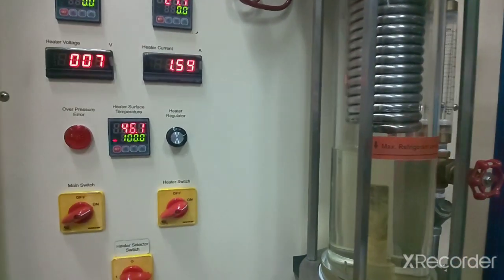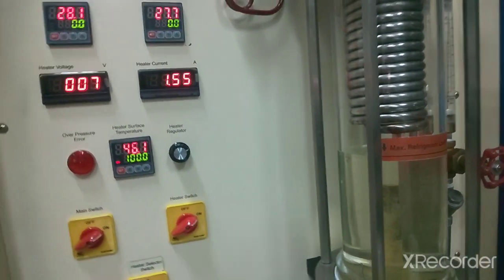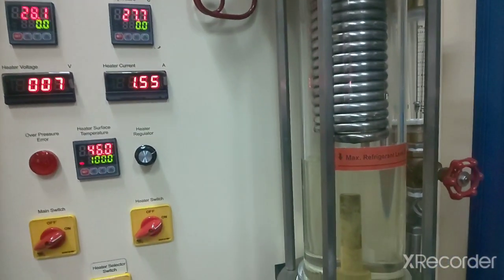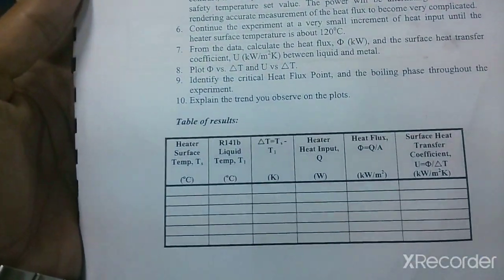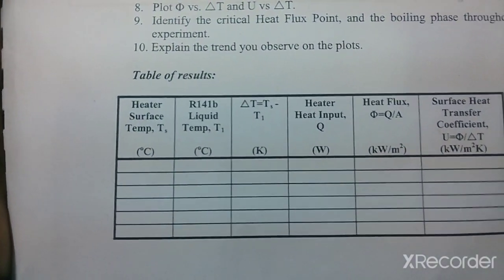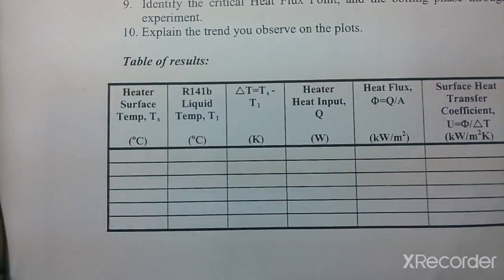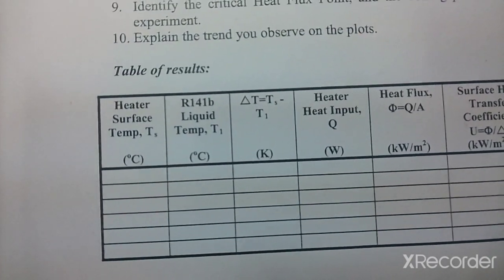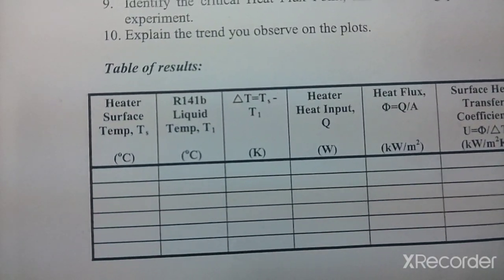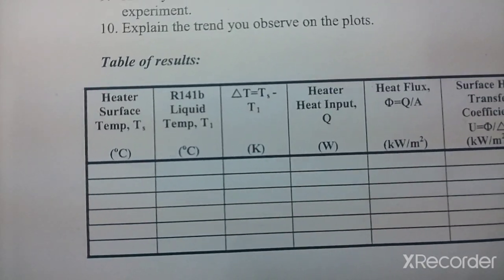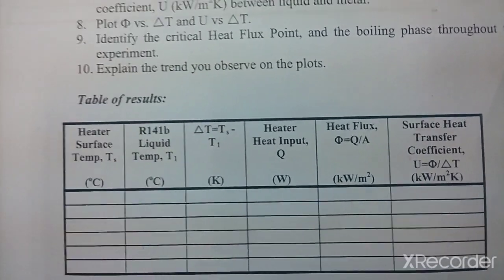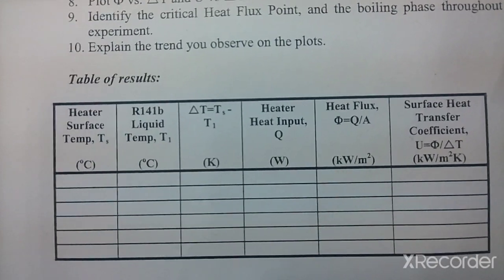Now what are we going to perform, how are we going to take the readings? I have the manual with me, and I'll show you the table that you will have to fill out for this experiment. In this table you can see that you need the heater surface temperature, the liquid refrigerant temperature, which we are calling T1, the difference of the temperatures, the heater heat input, heat flux, and the last one is the surface heat transfer coefficient.